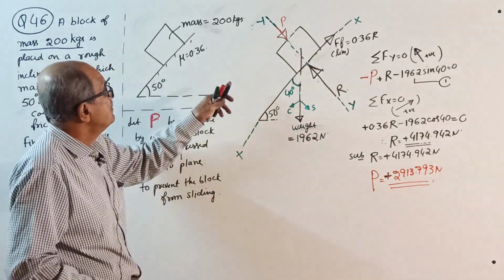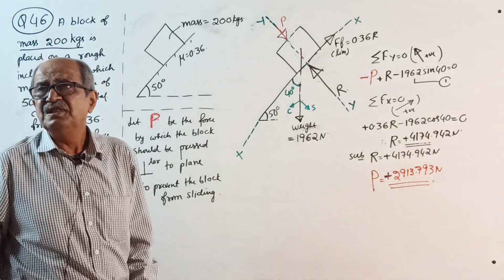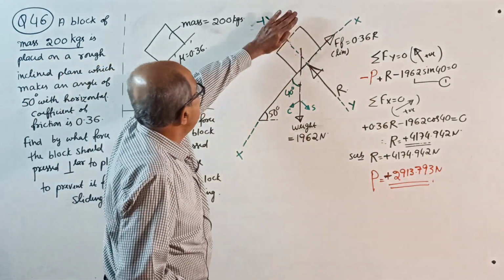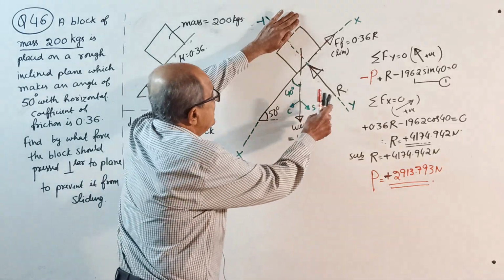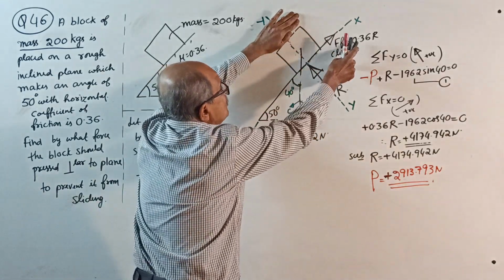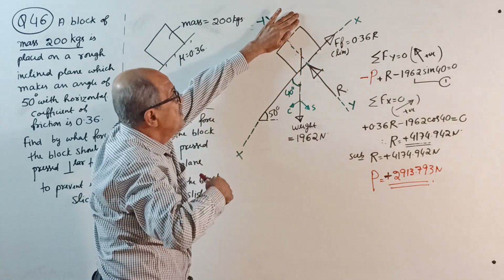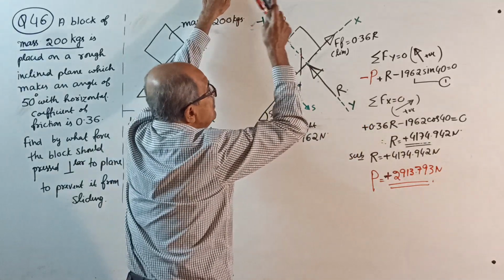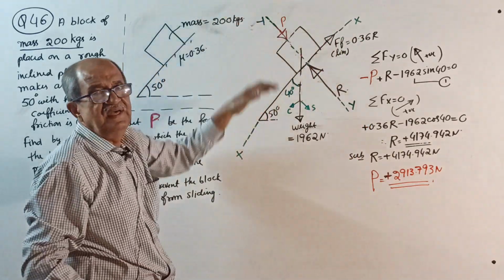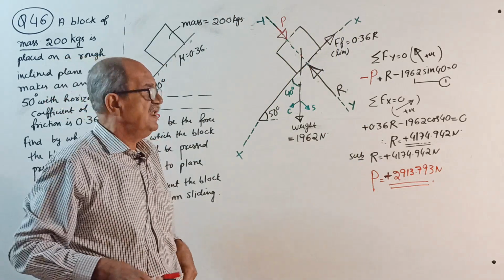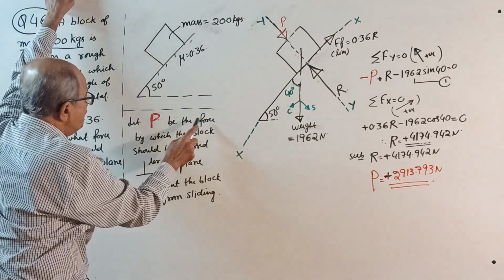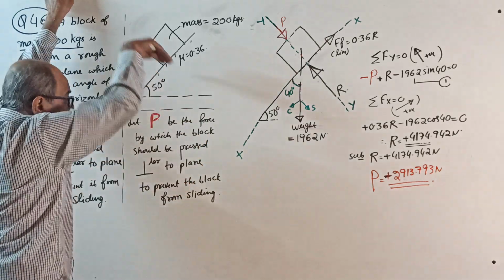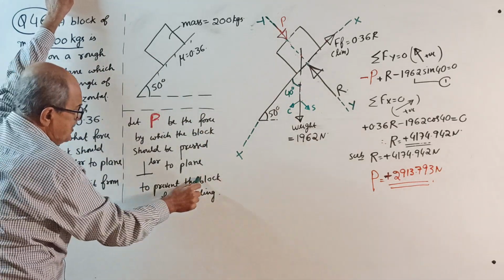That's all. Because limiting frictional force is mu times normal reaction. If this P is not there, normal reaction is lesser. So frictional force will be lesser, and the body will slide down. By pressing here, your normal reaction will increase. That will increase the frictional resistance. Thereby, we can prevent it from sliding. Now, let P be the force by which the block should be pressed perpendicular to the plane to prevent it from sliding.